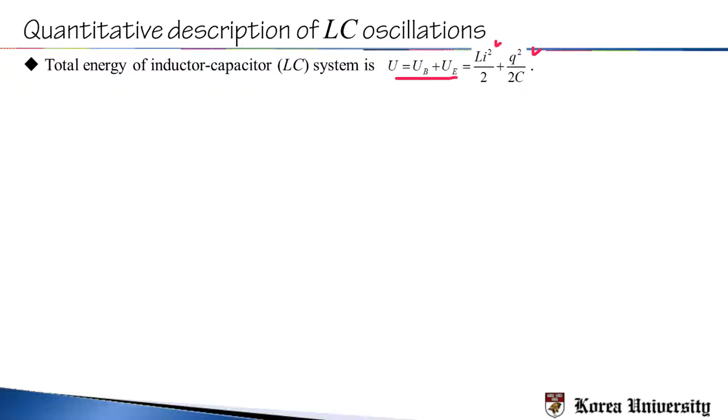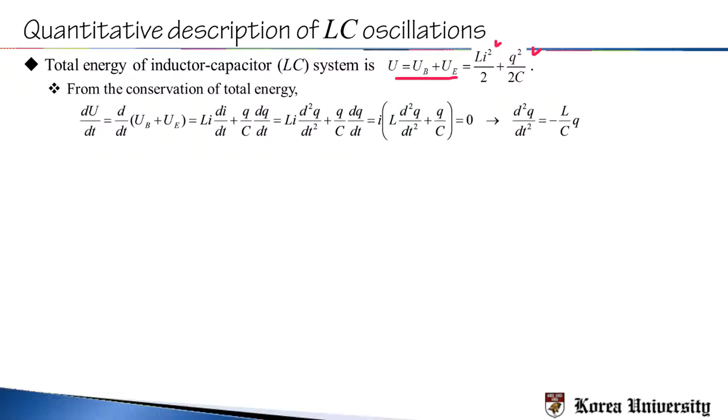Then we will take the time derivative to see how it changes with time. So it is the time derivative of the magnetic energy plus the electric energy. Remember this inductance L and capacitance C are constants, so only the current I and charge Q are changing with time. The first term gives Li multiplied by di/dt, the time derivative of the current. For the second term, you get Q divided by C multiplied by the time derivative of the charge.